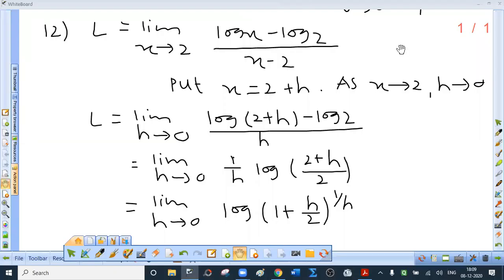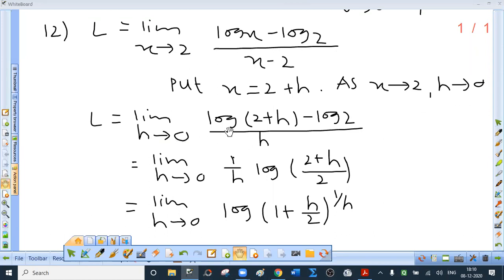Sum number 12. Let L be the limit, x tends to 2, log x minus log 2 upon x minus 2. I hope you won't take log common to get log in bracket x minus 2. That is ridiculous. You have to put x equal to 2 plus h. As x tends to 2, h will tend to 0.